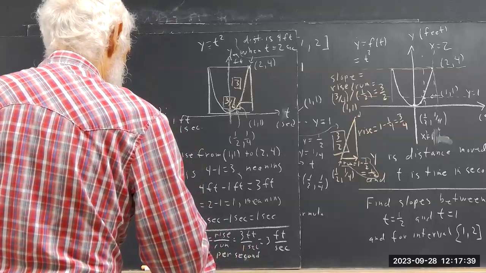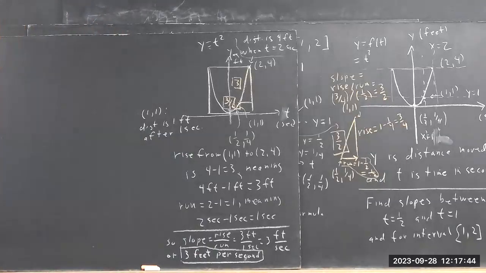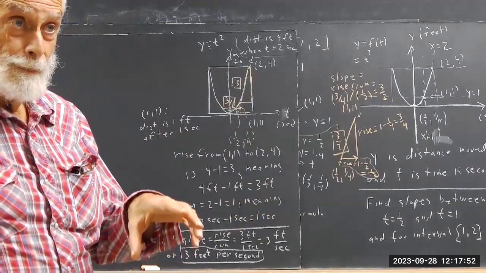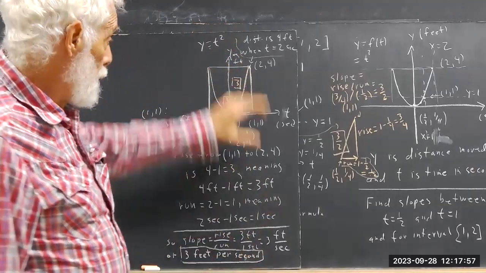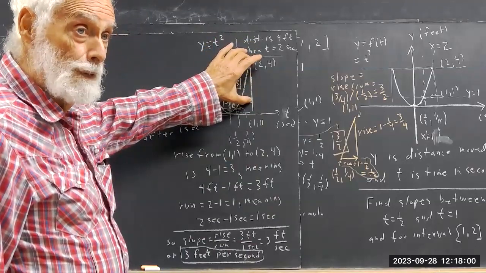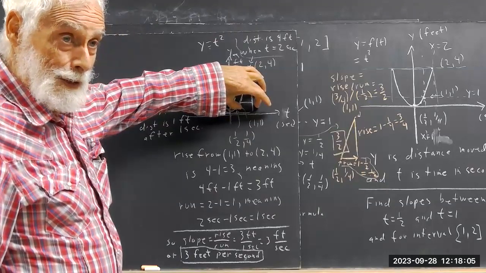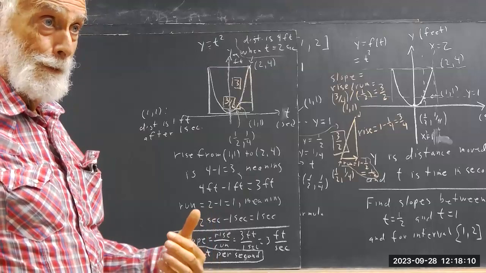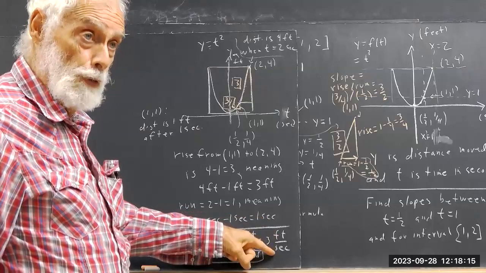Which is 3 feet per second. Okay. Whenever you calculate a slope of a meaningful quantity, it's going to have units of whatever the rise is, in this case feet, divided by whatever the run is, in this case seconds. So it's going to be like units of rise per unit of run. You're always going to get something over something. It's always this per that.